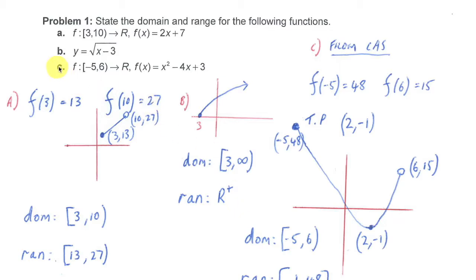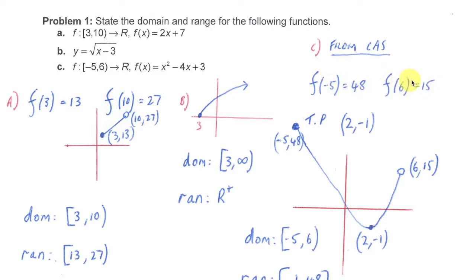For C, I've got a domain for the function f where we go from -5 to +6, including -5, excluding 6. Y can be any value that belongs to the real set produced by the function f of x, and that's a parabola. For this I just used CAS, so my first step was to define the function, menu, actions, define, and put in f of x, and then evaluate some interesting points. So f of -5 is 48, f of 6 is 15.